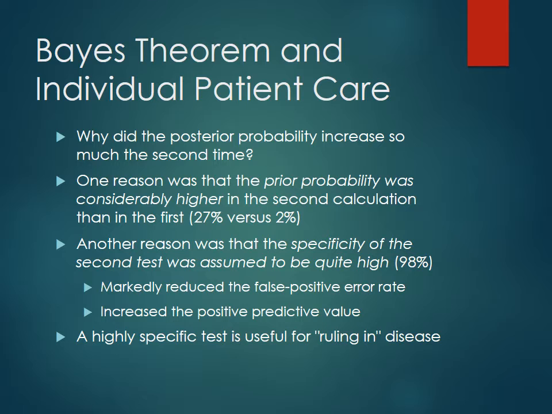So if you had a normal parathyroid hormone level, that probably would have meant that he didn't have disease, right? So it has high specificity, a markedly reduced false positive error rate, and this increased the positive predictive value pretty significantly. Highly specific tests are used to rule in disease. So you start with things that are high sensitivity, and then you move to something with high specificity. Everyone with me so far?